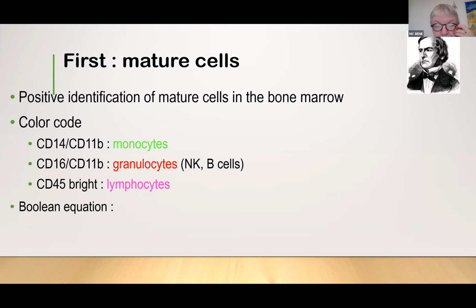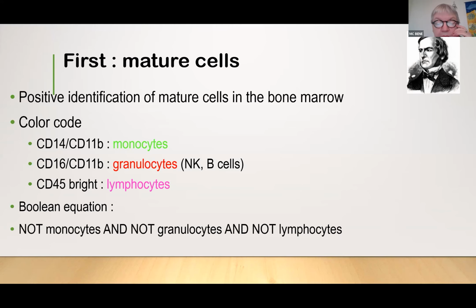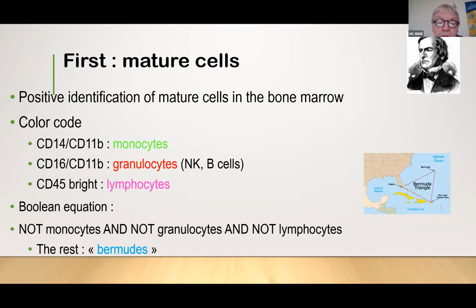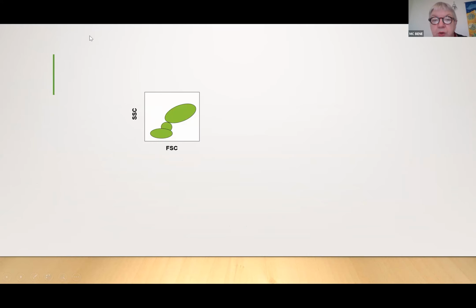Then we looked for some help from George Boole, an English mathematician, and we prepared a Boolean equation to make a Boolean gate, including all the cells, but not monocytes, not granulocytes, and not lymphocytes. That left us with a sort of triangular area where all the maturing cells were, and we call that the Bermudes because of the Bermuda triangle where you can easily get lost, and that's the case also when you work in flow cytometry.